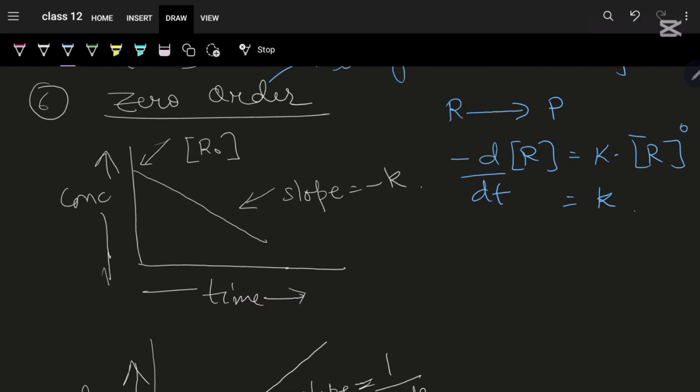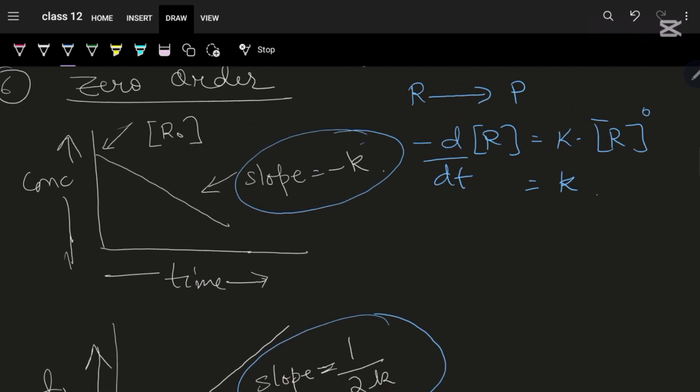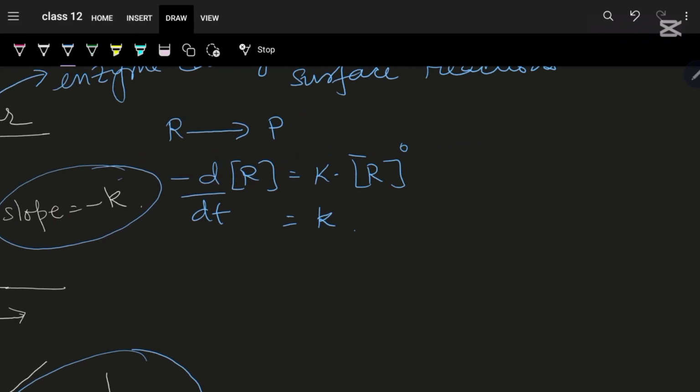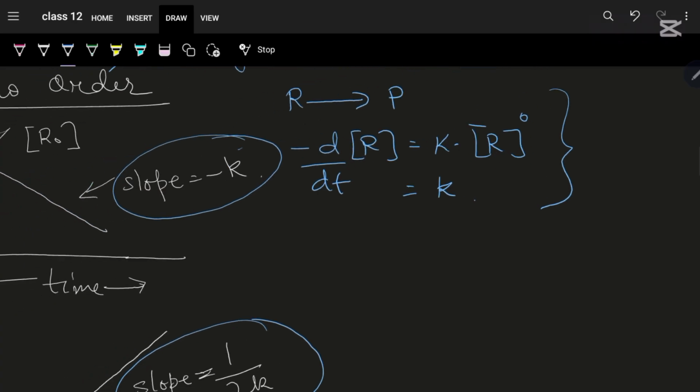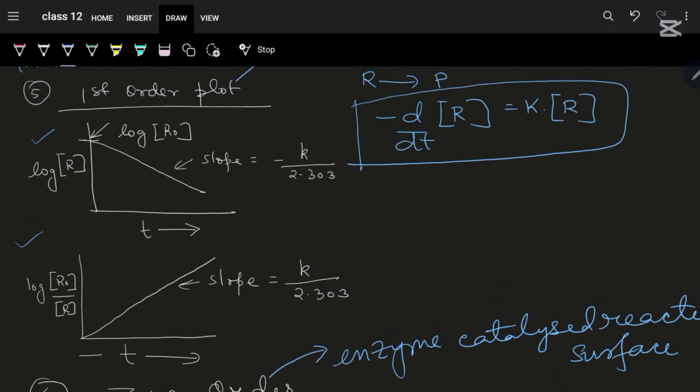Now this is a plot, concentration against time having a slope of minus K, and you can see T half against R naught having a slope of 1 by 2K. These are the plots. Now here again I have shown you the differential form. Minus dR by dt is equal to K into R to the power of 0, and R to the power of 0 is 1, so it is equal to K. So these are the plots for the first order reaction.